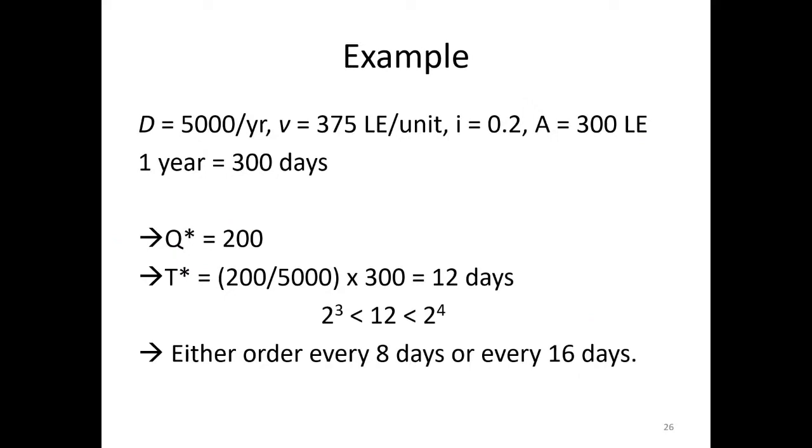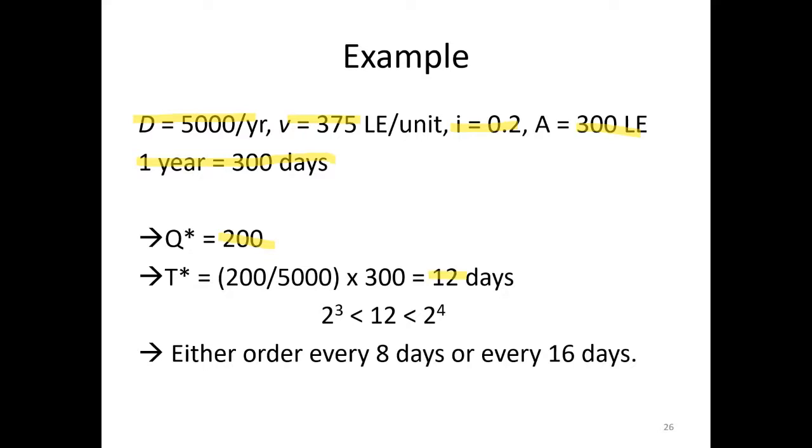Now, let us have an example to illustrate how the power of 2 policy is applied. Suppose we have an item in which the demand is 5,000 per year. The unit price is 375 Egyptian pounds per unit. The cost of capital is 20% per year. The ordering cost per order is 300 Egyptian pounds, and we have 300 days a year. When you calculate the Q star, it's going to be 200 for this data, and T star is going to be almost 12 days.